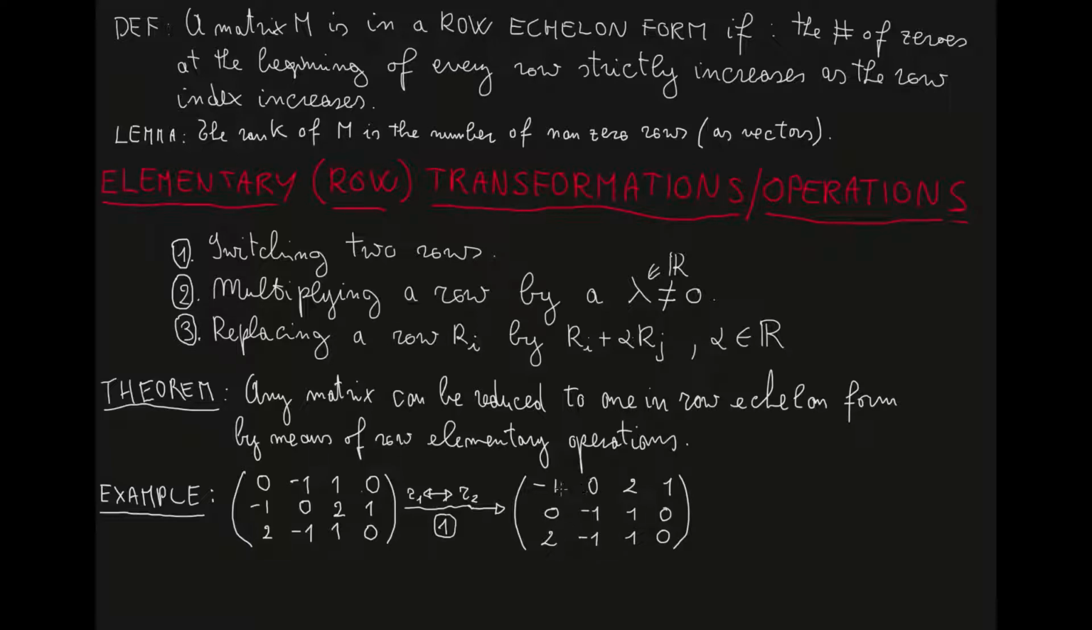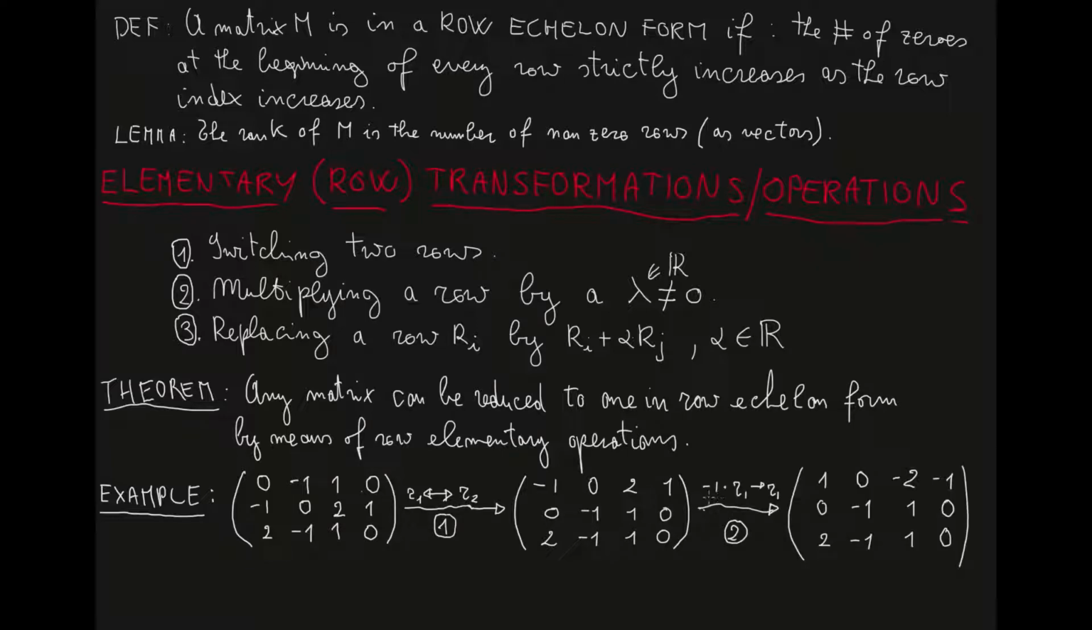case. However, this matrix looks better than the one before because we can actually use this -1 to kill this number 2. So if we kill this number 2 and make it 0, then it's still not in row echelon form because we should have 2 zeros. The 2 should become 0 and also the -1 should become 0, so that the number of zeros strictly increases from row 1 to row 2. But as a first step, we can actually use this -1 in order to kill these 2 by means of the operation 3. Let's see how we do it.